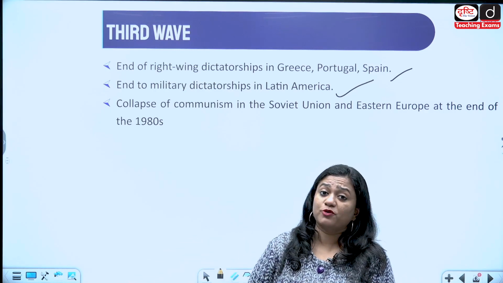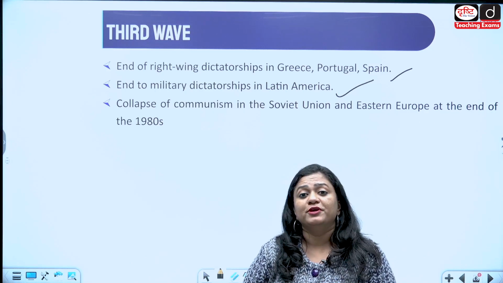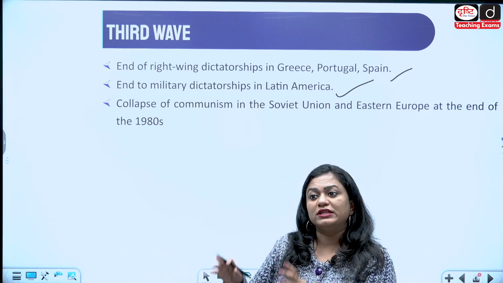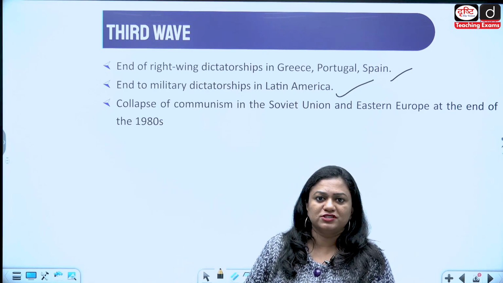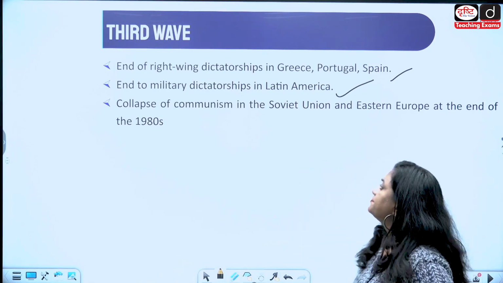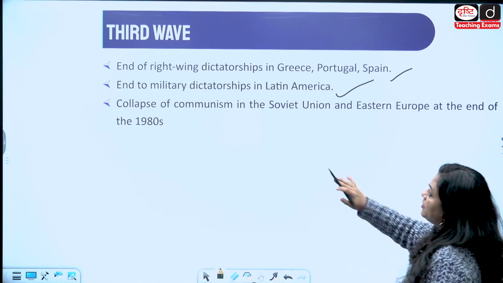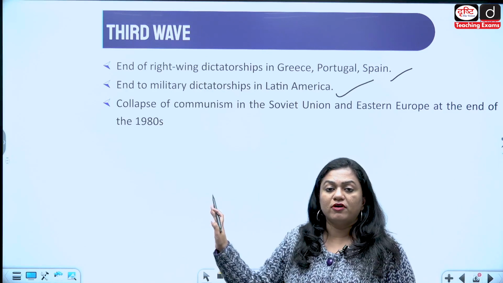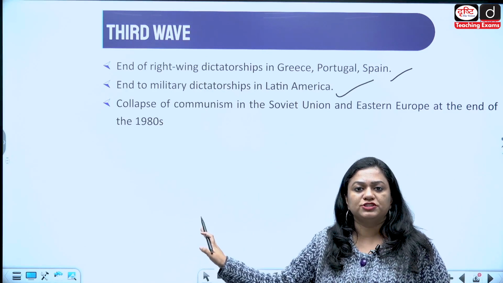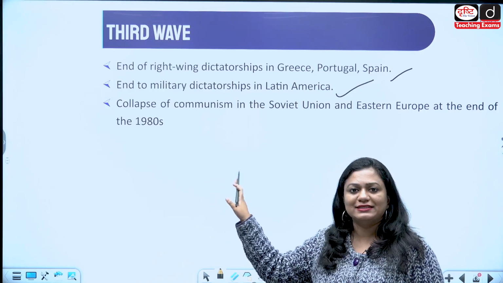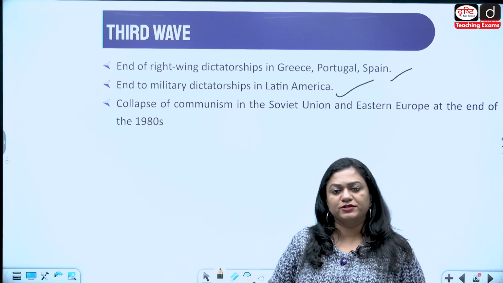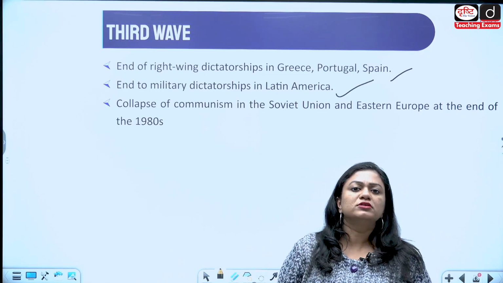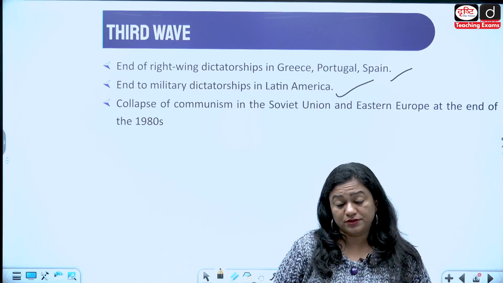But ultimately the problem was that many of these countries, although they created democratic setups, did so only in procedural terms, not in substantive terms. So this is the period, we can say, that the third wave of democratization happened, in the 1980s and 90s. So Samuel Huntington has spoken about three waves of democratization.